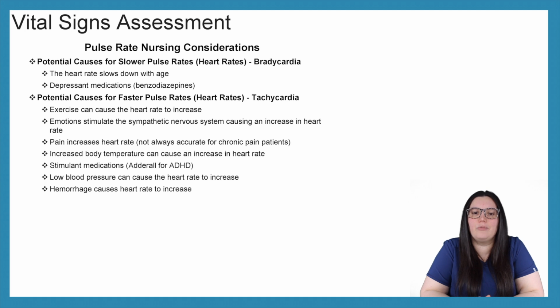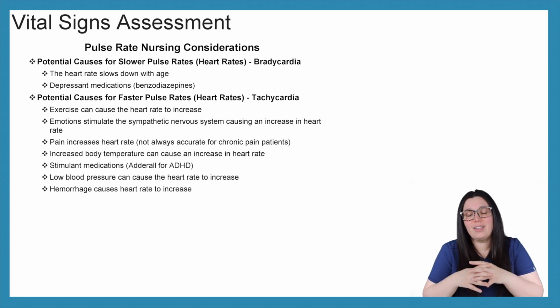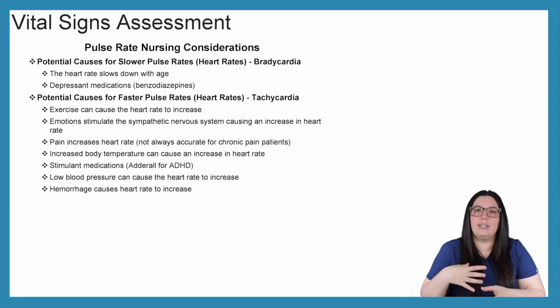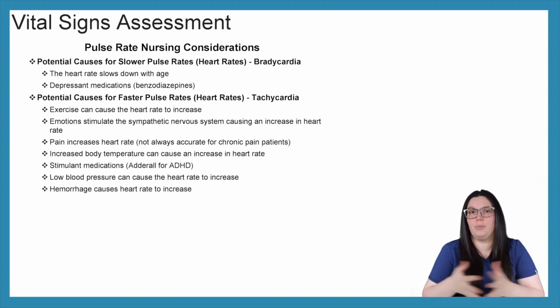And then lastly, hemorrhage can cause the heart rate to increase because as we're losing fluid or as we're losing blood, in the case of hemorrhage, the body is going to try to compensate for that by increasing the heart rate to push that readily available oxygen to the tissues before eventually you just don't have any blood and then there's nothing left to pulse.